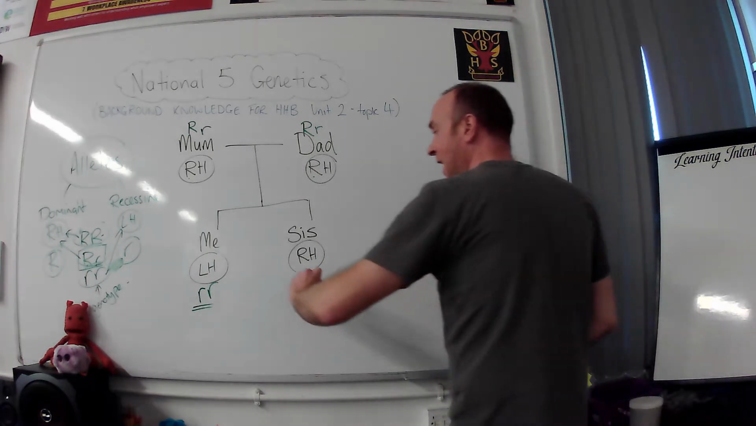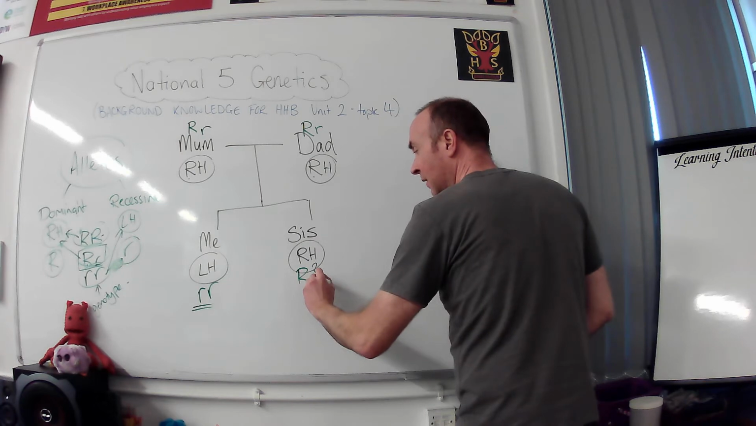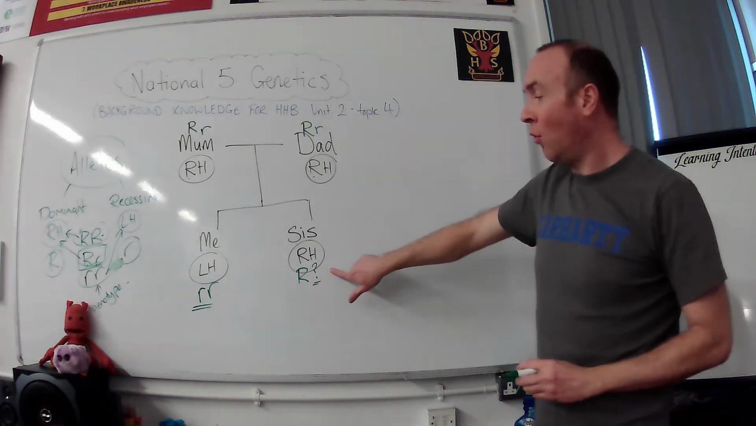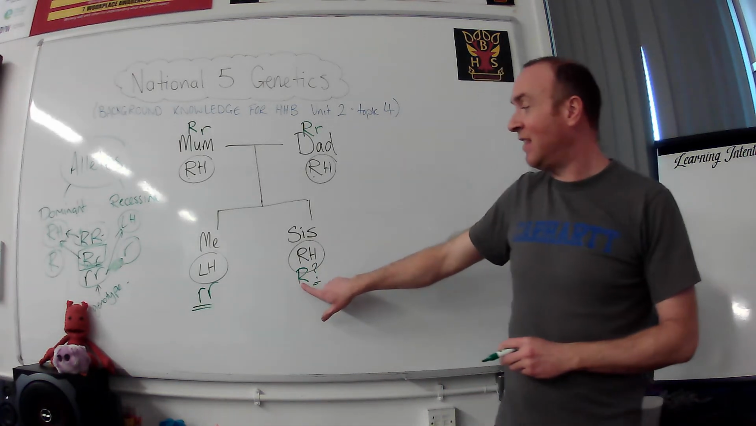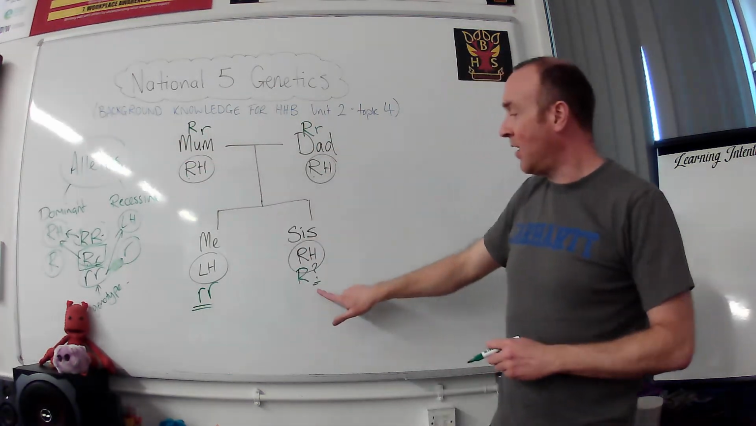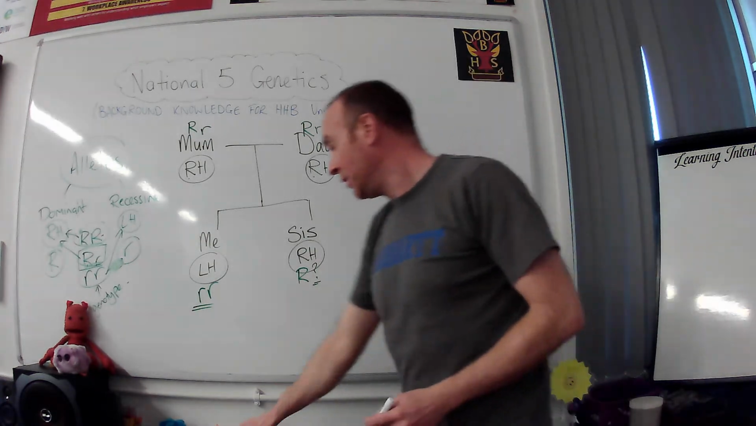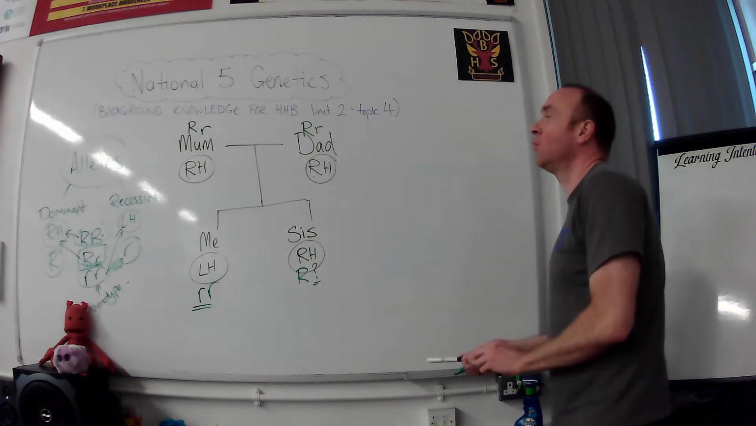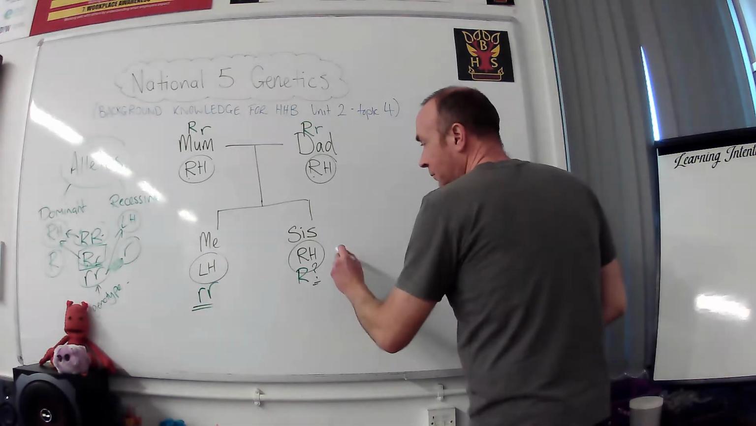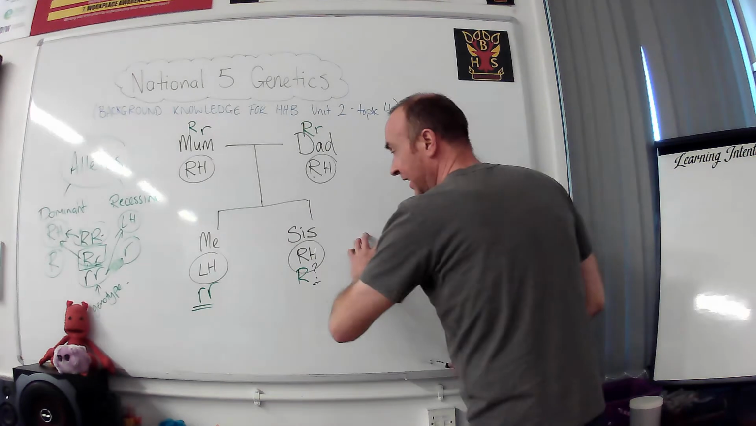Now my sister's right-handed, that's a bit more expected, but the thing about my sister is we don't necessarily know what the other, we know that she definitely must have inherited a right-handed gene from one of the parents, but the other one, we actually don't know. What you can do, and I don't know if we can do this, but you could use the children of this generation to work out.